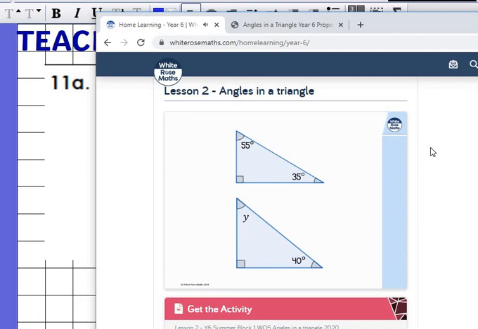Let's take that triangle we just worked out. What about this one? What is the size of angle Y? What changed? What stayed the same? Pause the video. Have a go at working out angle Y.